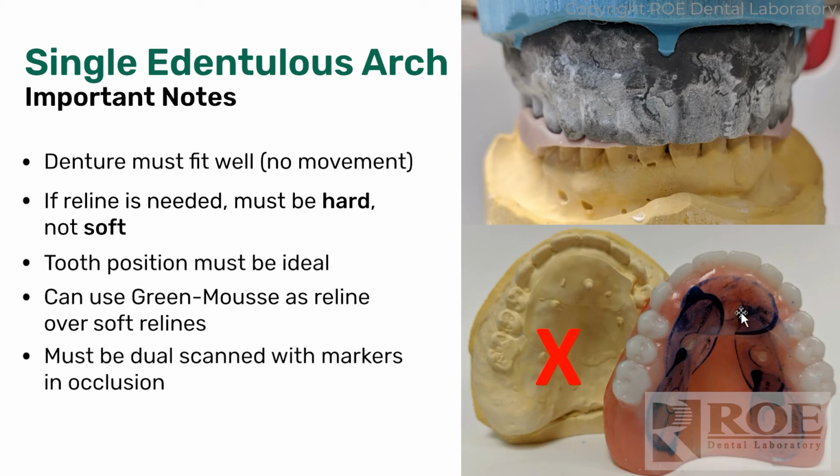And then you must have the markers. If the markers aren't there, we'll be calling and asking for another scan. And it must be in occlusion. I'll show that in just a minute. And we can work with an opposing digital, although we prefer to have analog models shipped in with a physical bite. That helps us do our job more accurately.